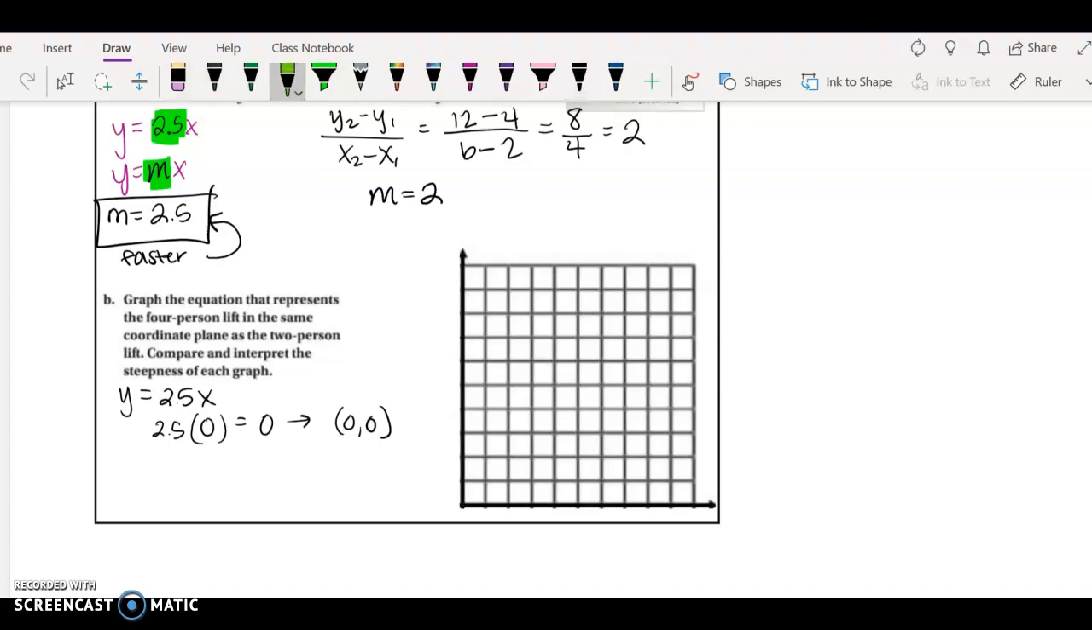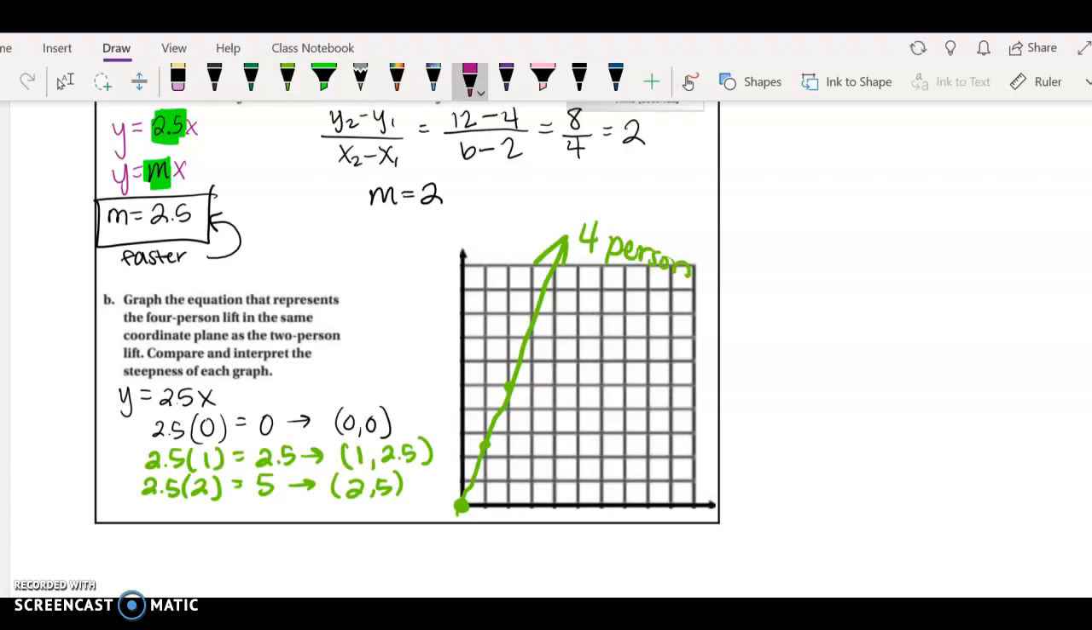Actually, let's do this in a different color. We'll go there. 2.5 times 1 gives me 2.5. So that would be 1, 2.5. 2.5 times 2 equals 5. And that is 2, 5. So this is my four-person.